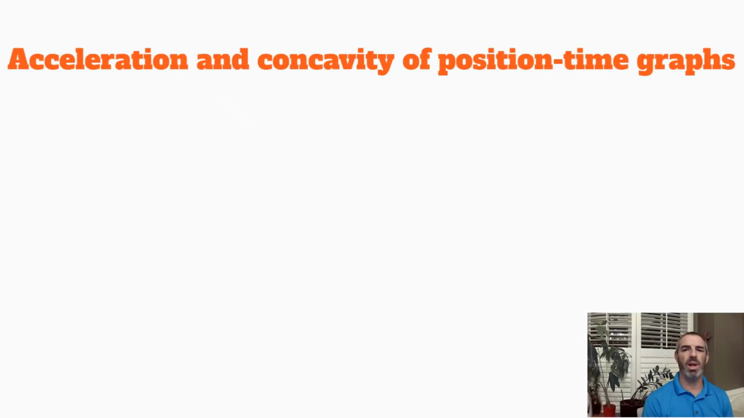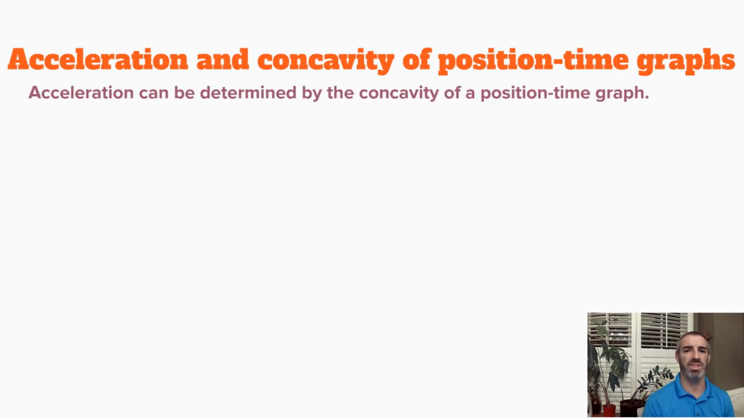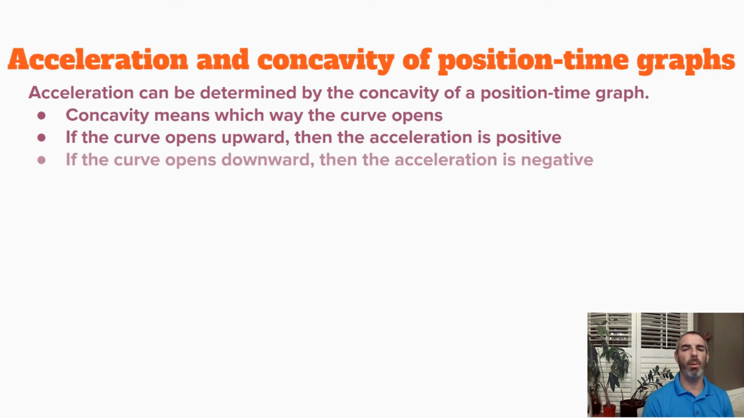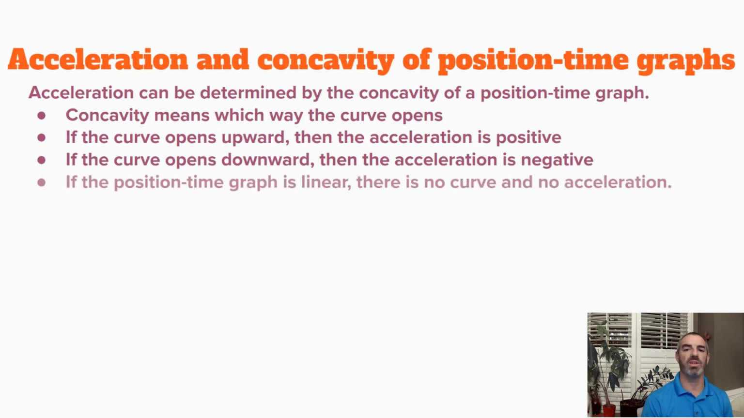So let's look at the concavity of a position time graph, and how that tells us the sign on acceleration. So first off, what is the concavity? Well, that just tells us which way the curve is opening. If the curve opens upward, then the acceleration is positive. If the curve opens downward, then the acceleration is negative. If the position time graph is linear, that means there's no curve, which means there's no acceleration.